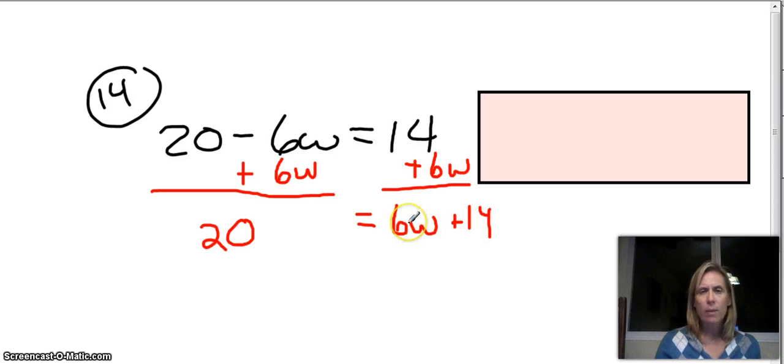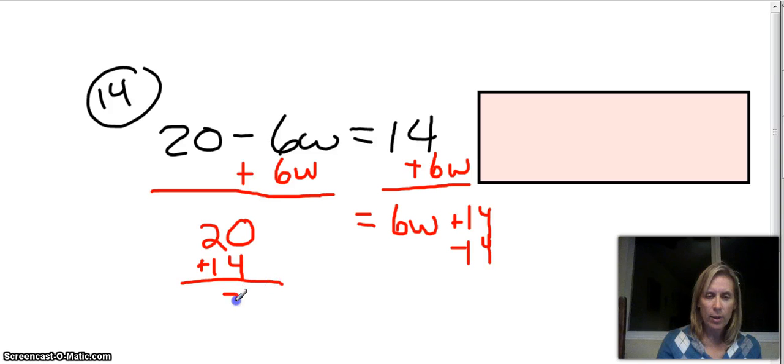Okay, so now the benefit of that is we now have a positive variable term. It was negative 6w's, now I have positive 6w's. So now I can just isolate the w like we have been doing, right? So what would we undo first now? The addition, right? So undo that by adding 14 to both sides.